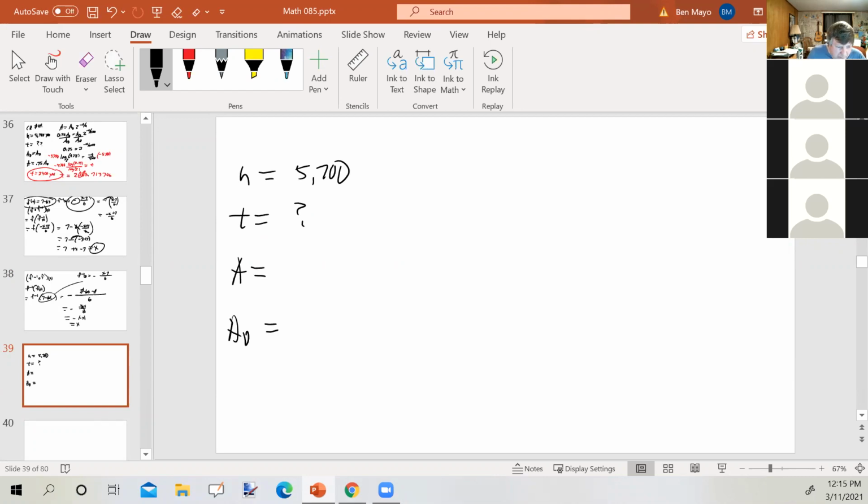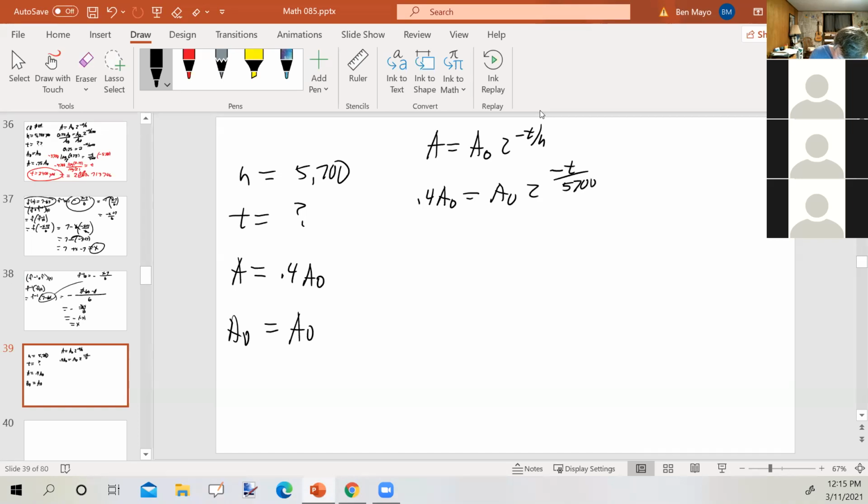So let's see. The starting amount is A sub 0. The ending amount is 2/5, which would be 40%, or 0.4 of the starting amount. Does that make sense? Yeah, that makes sense. So using A equals A naught times 2 to the negative T over H power, we get 0.4 A naught equals A naught times 2 to the negative T over 5,700. We're going to divide both sides by A naught.